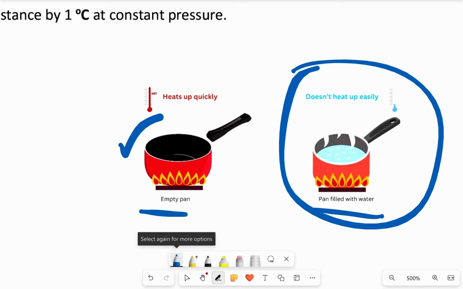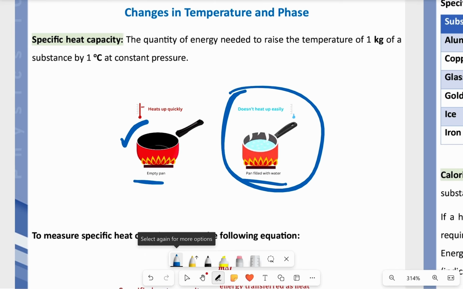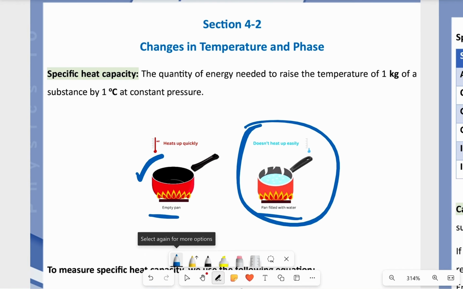So that's why this one has a higher specific heat capacity. Specific heat capacity, guys, is how hard it is to heat something up. Or you can say the energy needed to raise the temperature of 1 kilogram of a substance by 1 Celsius at a constant pressure.